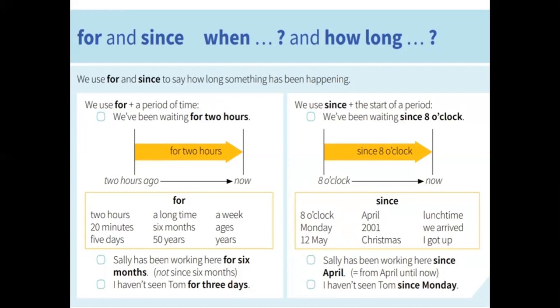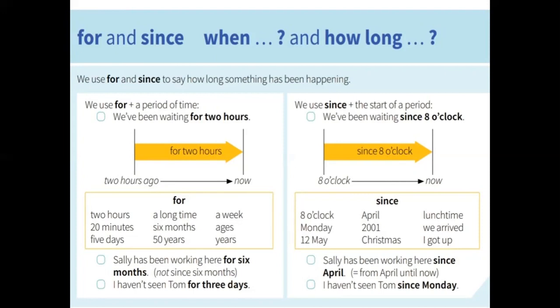वही example दिए गए. नीचे boxes बने हुए हैं दो देखें. In the middle, for वाली जगह देखें. For 2 hours, for a long time, for a week, for ages, for 50 years, for 5 days. See on the left side, since in the box of since April, since 2001, since Christmas, since we arrived, since I got up, since 12 May, since lunchtime, since breakfast. See at the below, there are example sentences given.